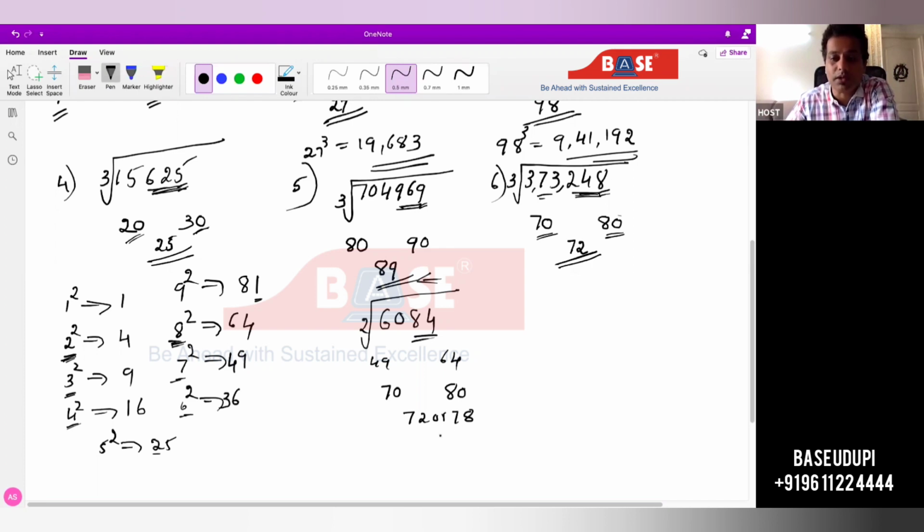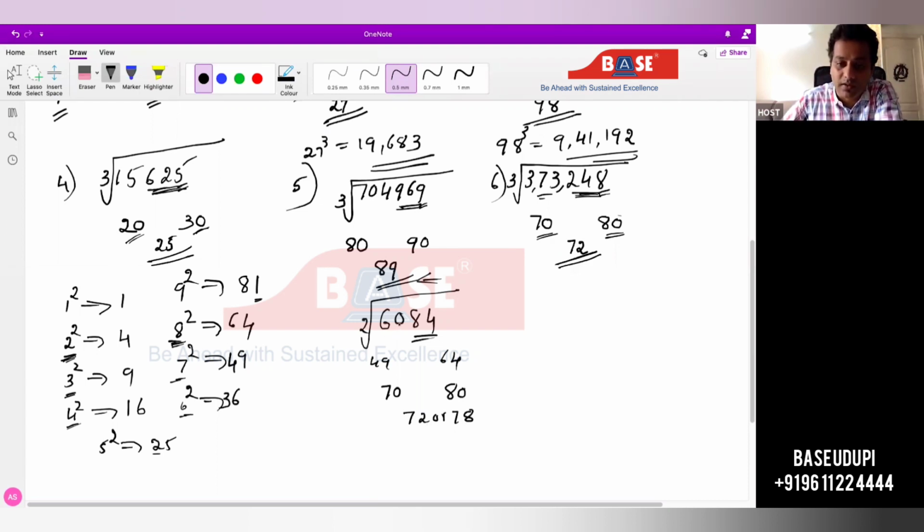Since there are two numbers, we need to find the right one. How to find the right one? Compared to cube root, there is one extra step in square root. In cube root only one number is possible, so no comparing. Here either 72 or 78 is possible, so you need to concentrate on that one extra step.